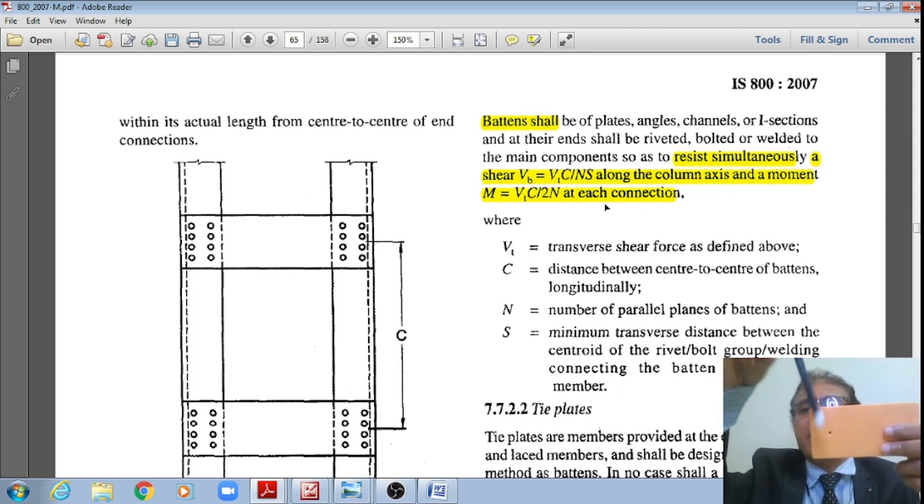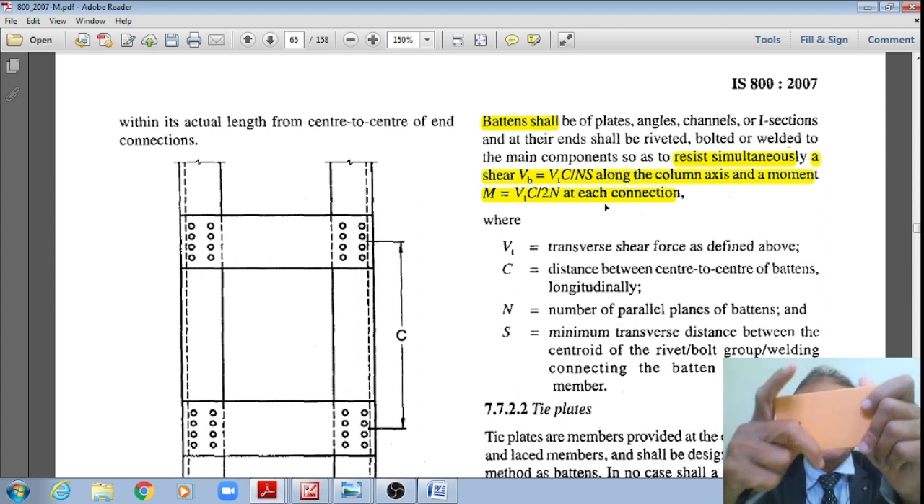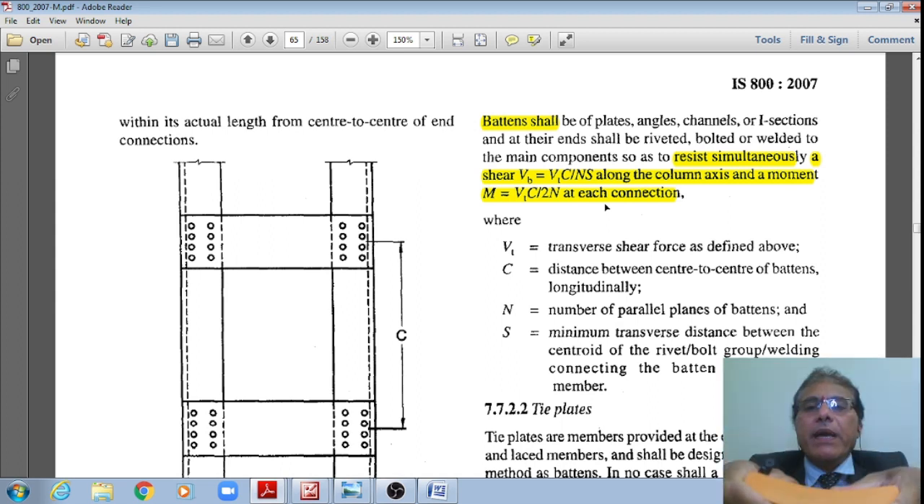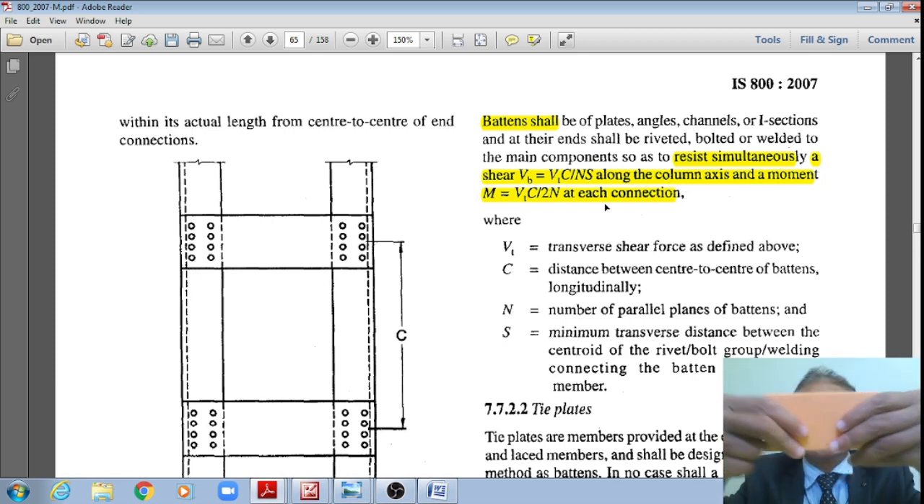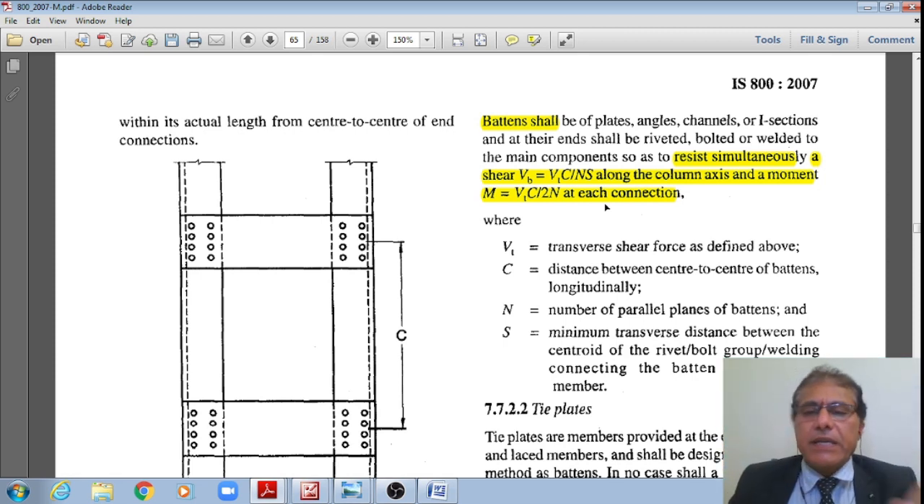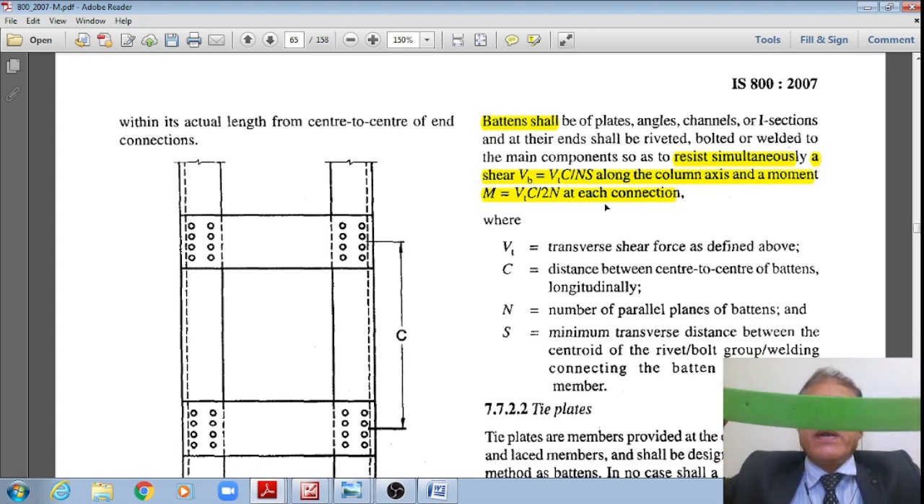VB will be acting in the vertical direction, and simultaneously is subjected to a bending moment, right? Like this, VtC divided by 2N, this much bending moment in each direction. In addition to this vertical shear, VtC divided by NS, it is subjected to a bending moment also, like this. I'm just showing this, right?